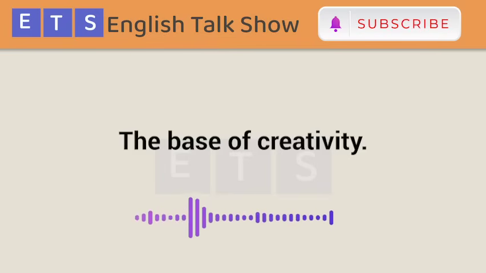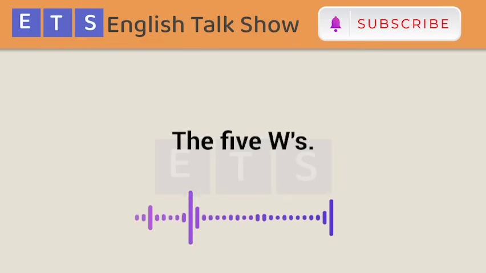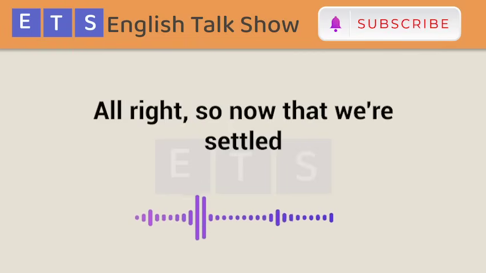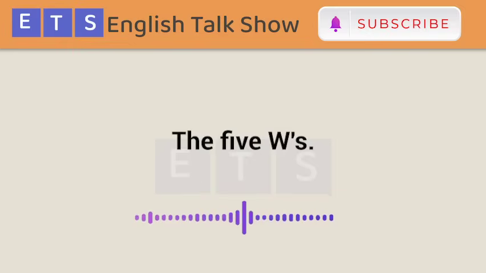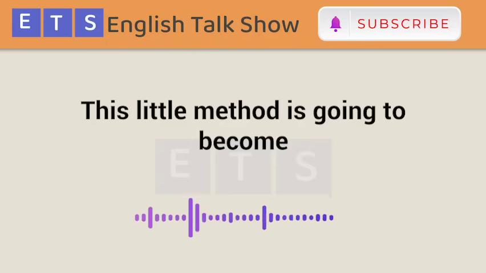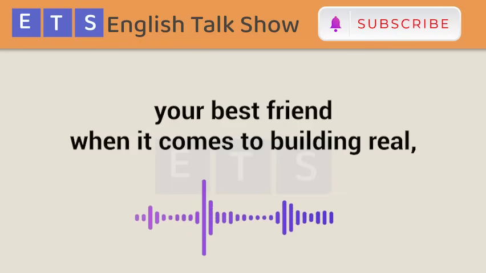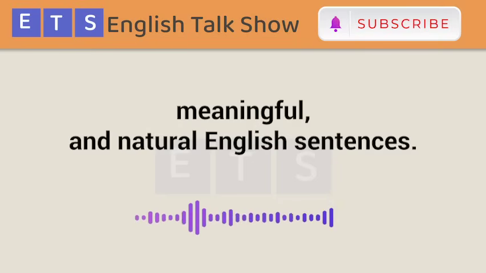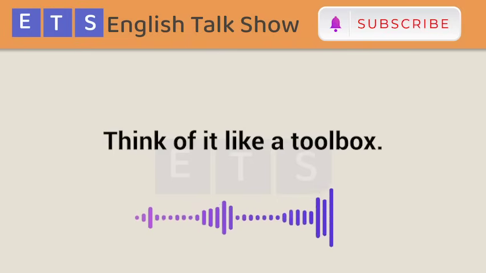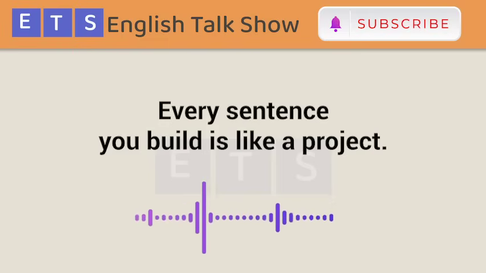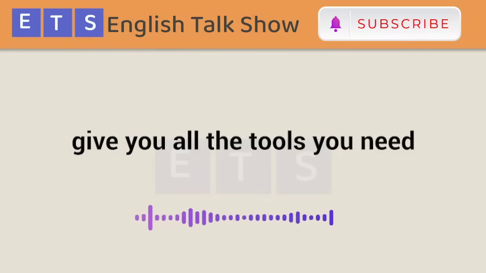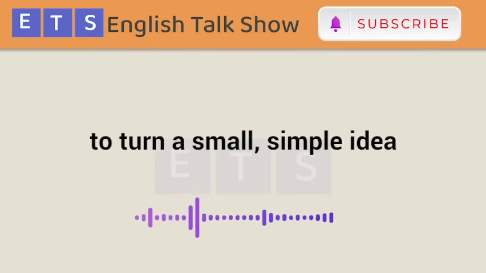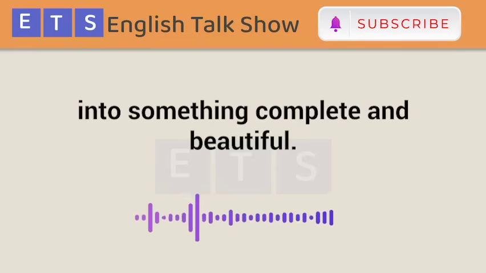The base of creativity, the 5 W's. All right, so now that we're settled in, let's get into the heart of today's lesson, the 5 W's. This little method is going to become your best friend when it comes to building real, meaningful, and natural English sentences. Think of it like a toolbox. Every sentence you build is like a project, and these 5 questions give you all the tools you need to turn a small, simple idea into something complete and beautiful.